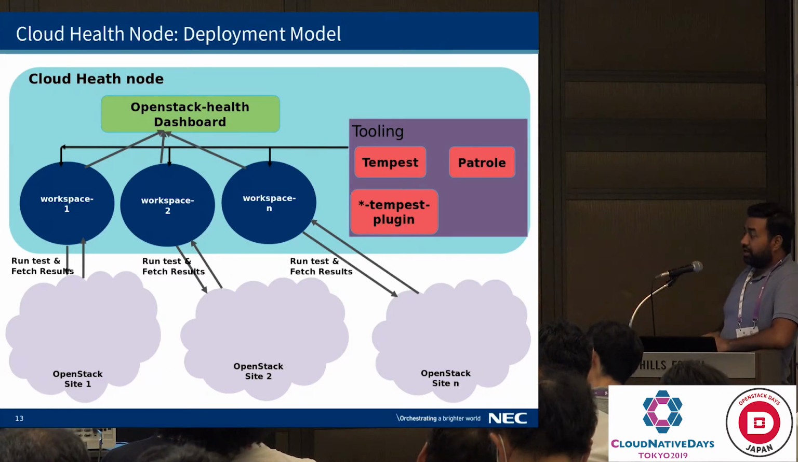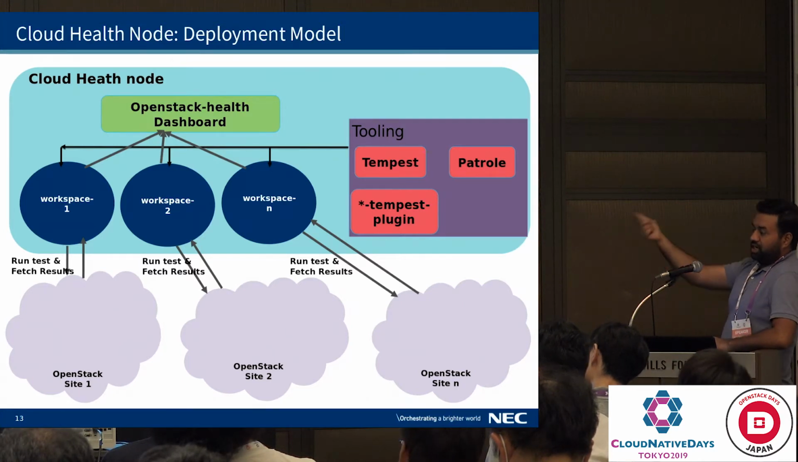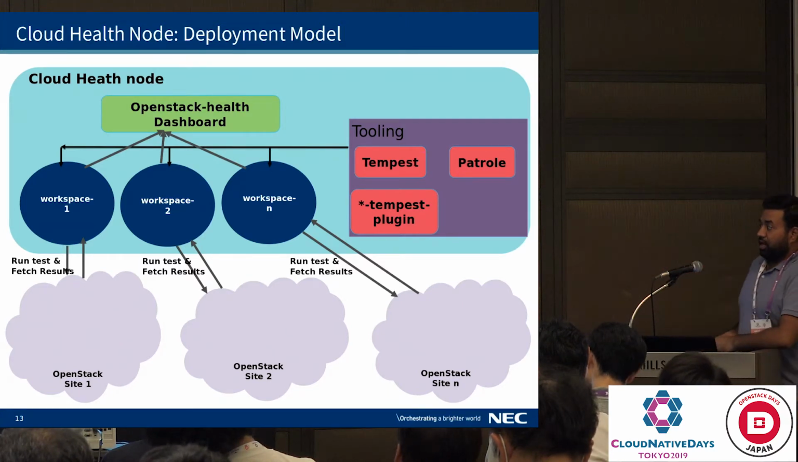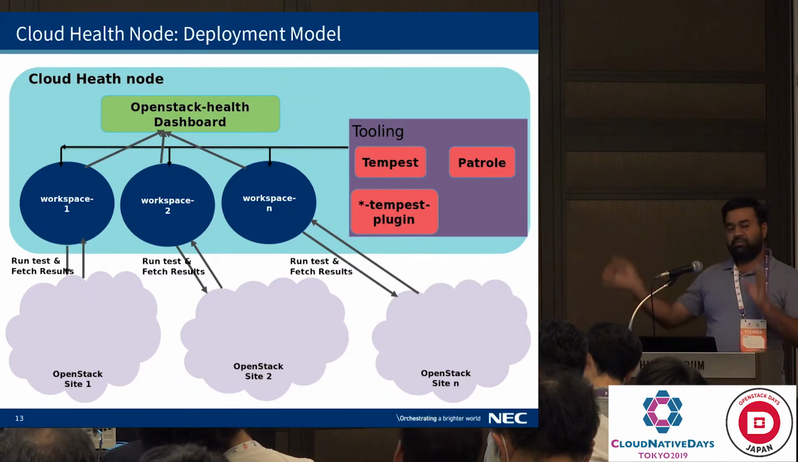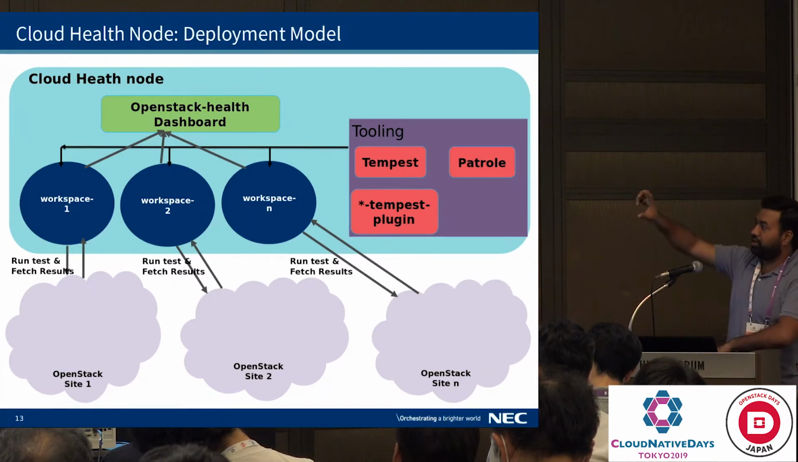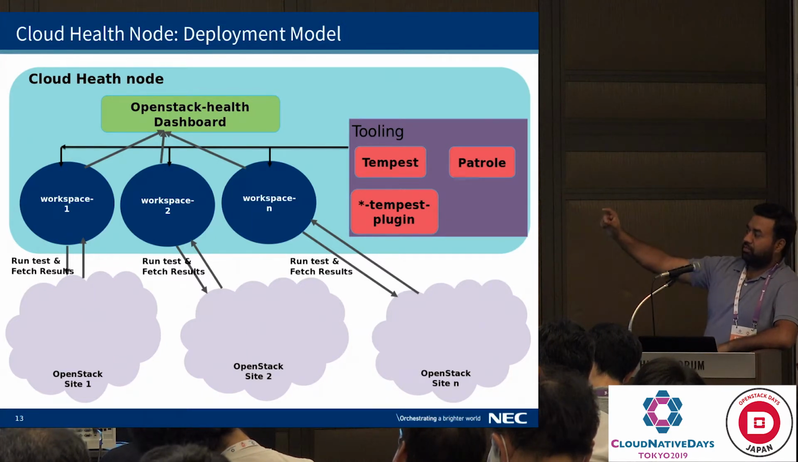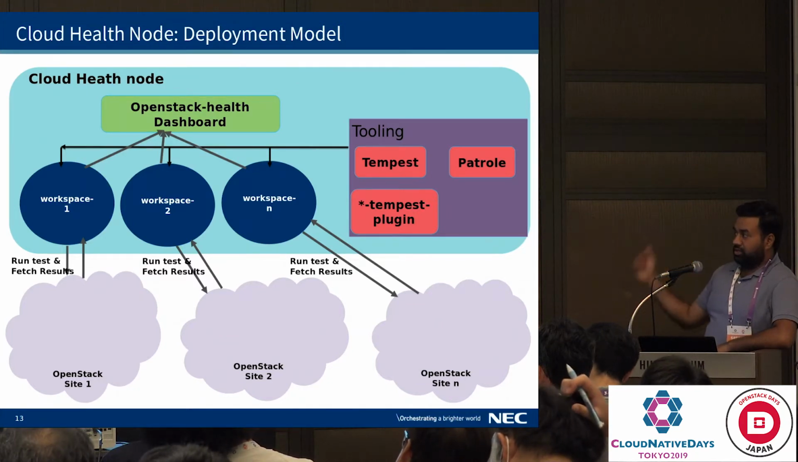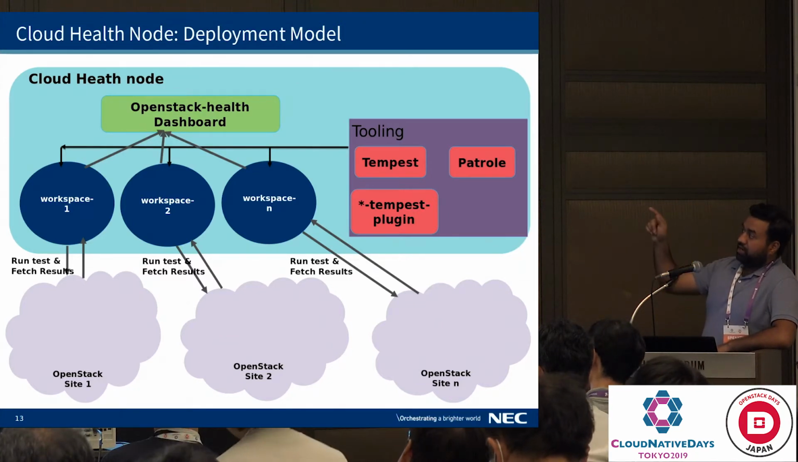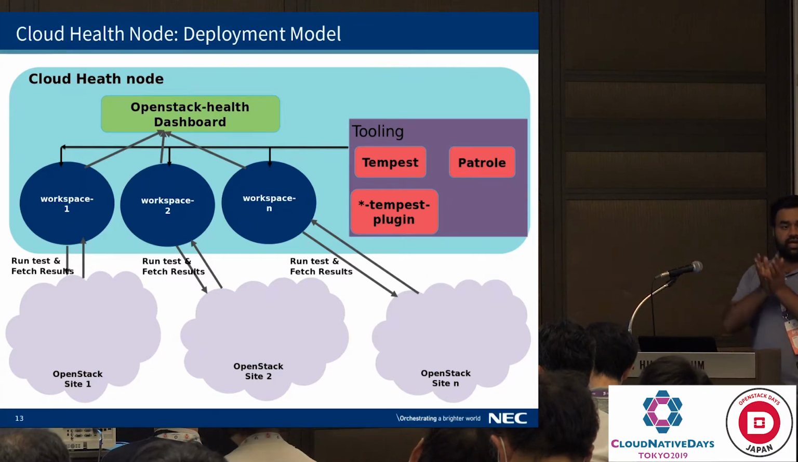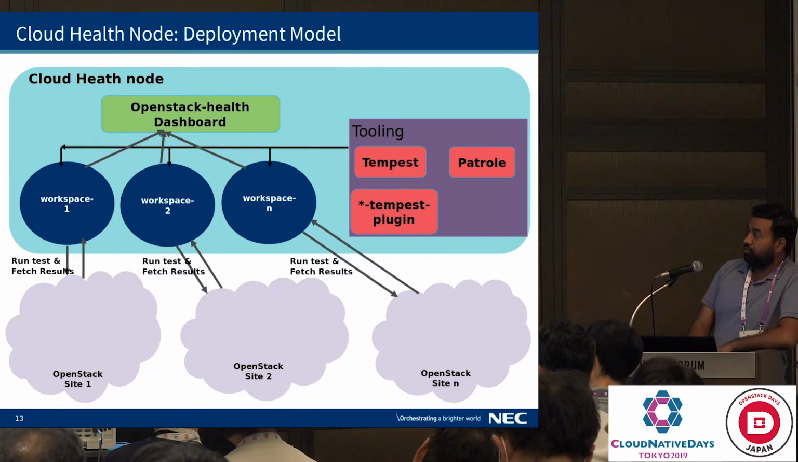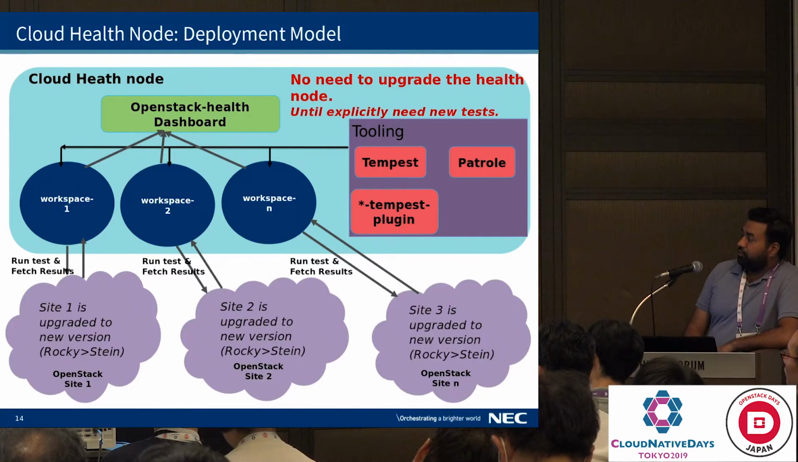For example, in this diagram there are 3 sites: OpenStack site 1, 2 and 3. And you want to test all these sites with a single Tempest node. You don't want to install Tempest on multiple nodes and test it. So you can create a single node, install Tempest, create multiple workspaces, and then run Tempest for each site. You can get the results. And on the green side, the OpenStack Health board will collect the test case results and show them in a graphical view.